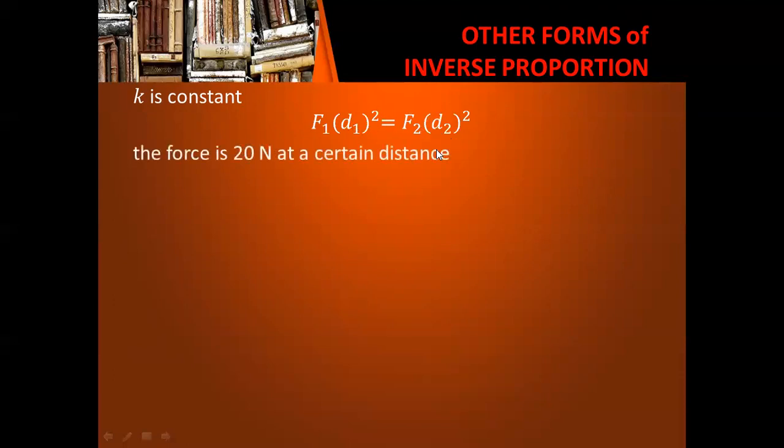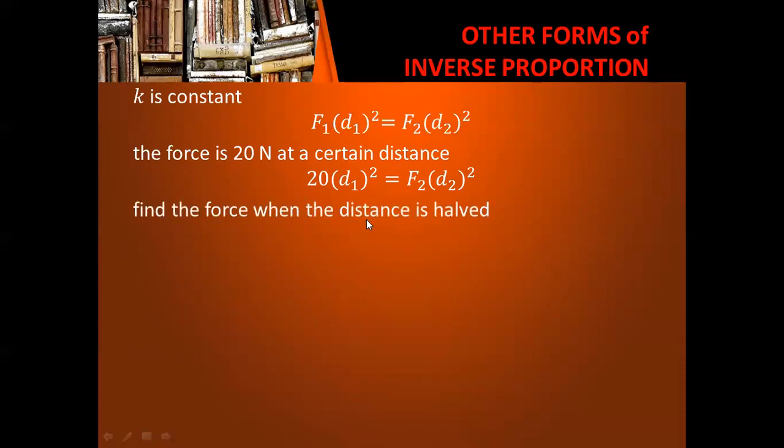It was given in the problem that the force is 20 newtons at a certain distance. We do not know this certain distance. That means let's just leave it as d1, then substitute 20 newtons for F sub 1. We now have this equation. It was also mentioned in the problem that the distance was halved, and we were asked to find the force when this happened. Now, what does this mean?